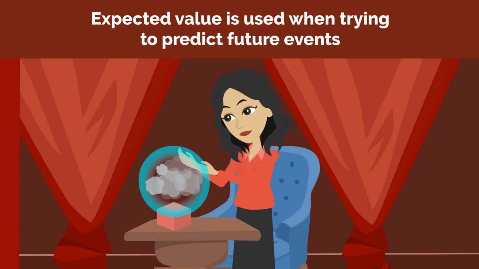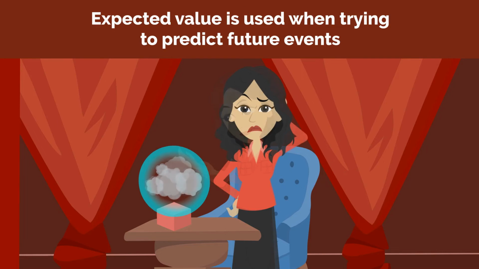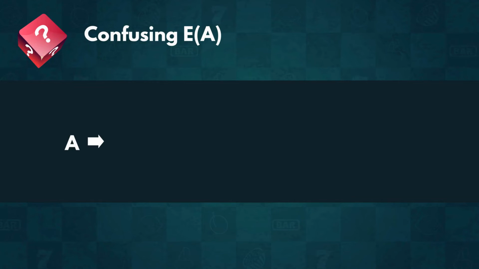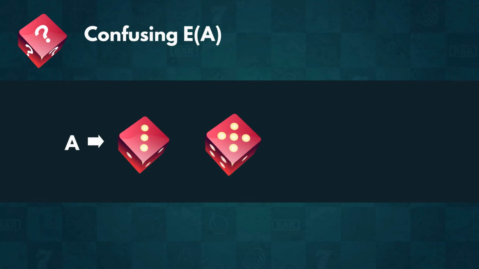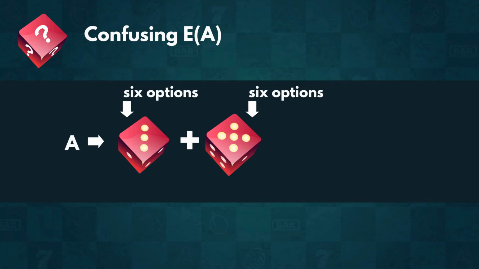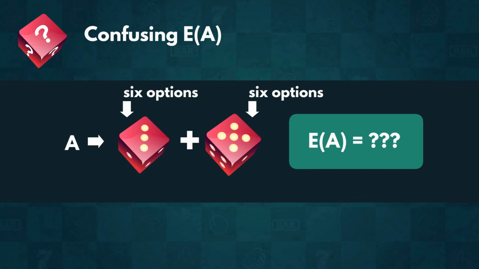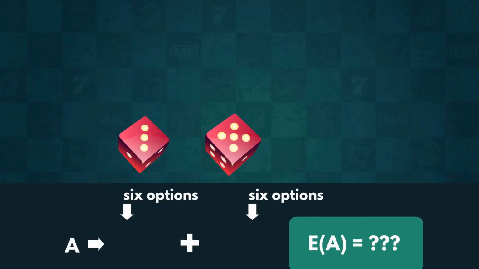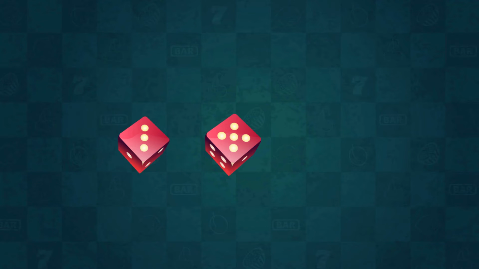So far, we have learned that the expected value is used when trying to predict future events. Sometimes the result of the expected value is confusing or doesn't tell us much. For instance, let us discuss a very famous example, throwing 2 standard 6-sided dice and adding up the numbers on top. We have 6 options for what the result of the first one could be. Regardless of the number we roll, we still have 6 different possibilities for what we can roll on the second die. That gives us a total of 6 times 6 equals 36 different outcomes for the 2 rolls.